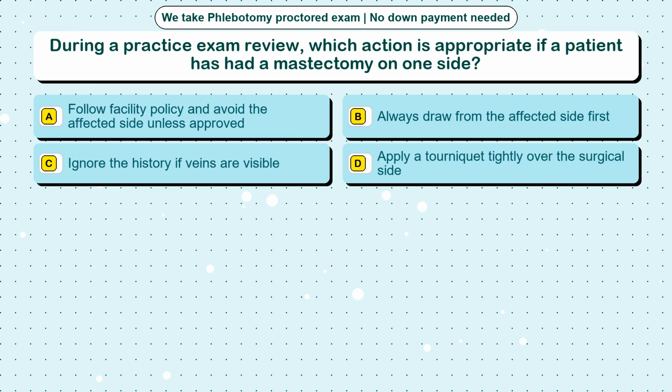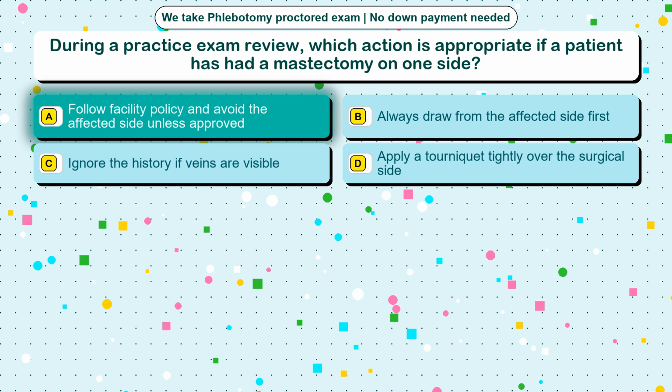Question 50. During a practice exam review, which action is appropriate if a patient has had a mastectomy on one side? Option A, follow facility policy and avoid the affected side unless approved. Option B, always draw from the affected side first. Option C, ignore the history if veins are visible. Option D, apply a tourniquet tightly over the surgical side.